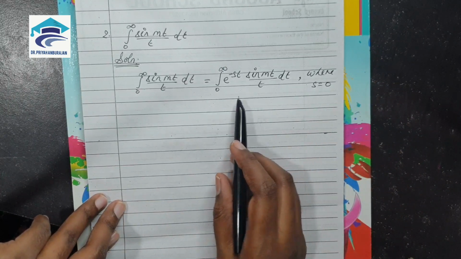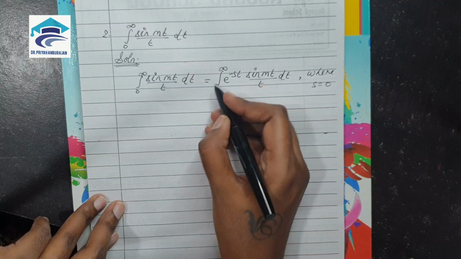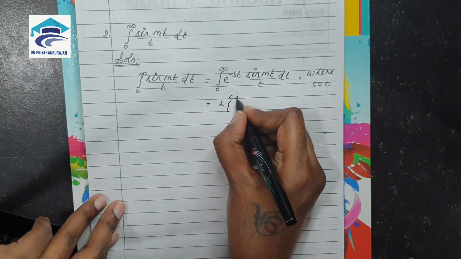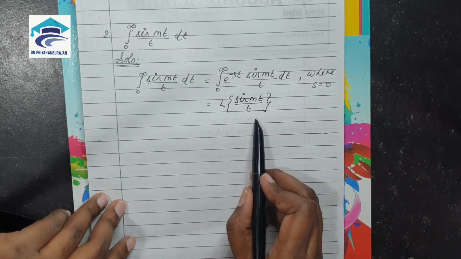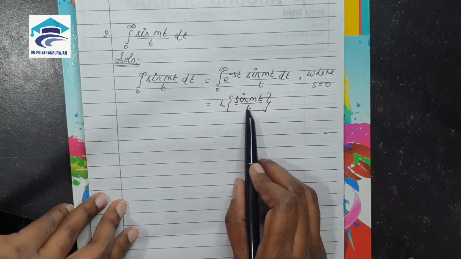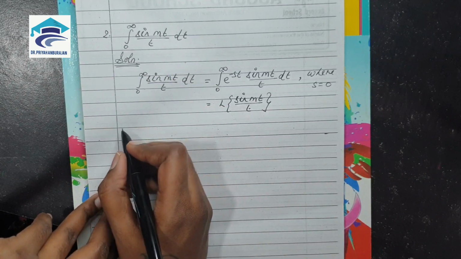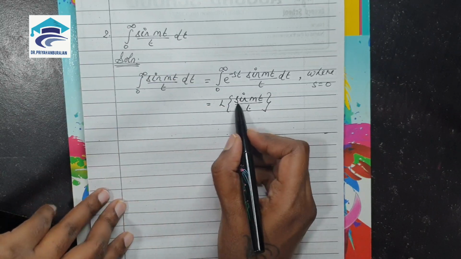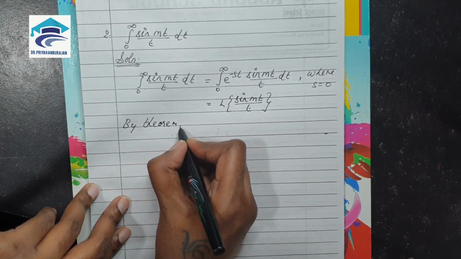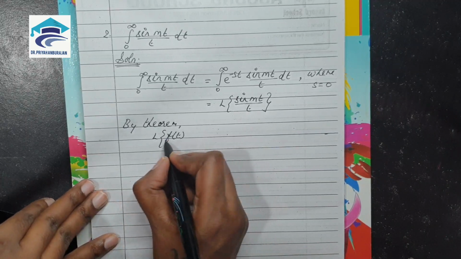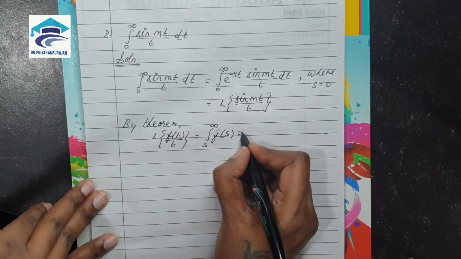So what we are going to do here is we are going to use a Laplace transform formula, and then at last we are going to substitute s as 0. This can be written as L of sin mt by t. So I have to evaluate the value of L of sin mt by t, and then I have to substitute s is equal to 0 in order to get this integration value. And this is of the form L of f of t by t. So we need the theorem. By theorem, L of f of t by t is equal to integral s to infinity f bar of s ds.